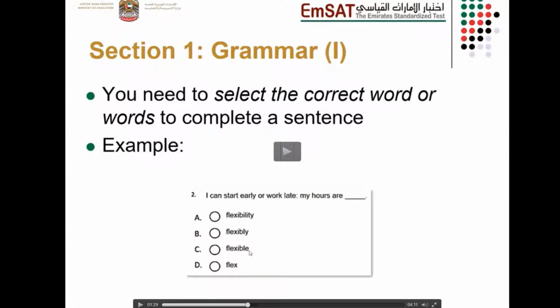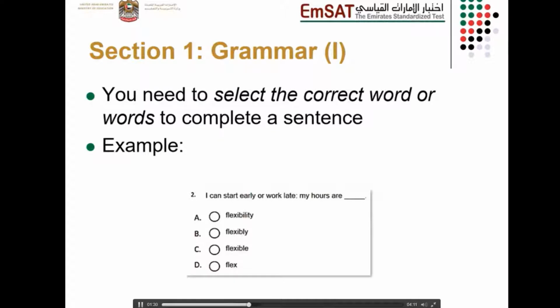What we need is an adjective, flexible. So you see all the choices are derived from the word flexible: flexible, adjective; flexibly, adverb; and flexibility, noun. What we need is an adjective. That's why C is correct, right? Yes. Good. Let's get another example.